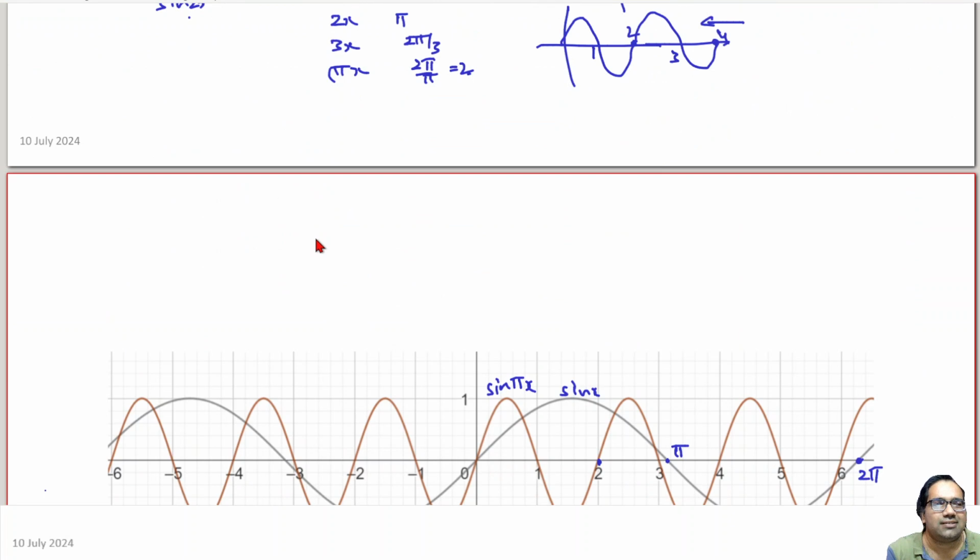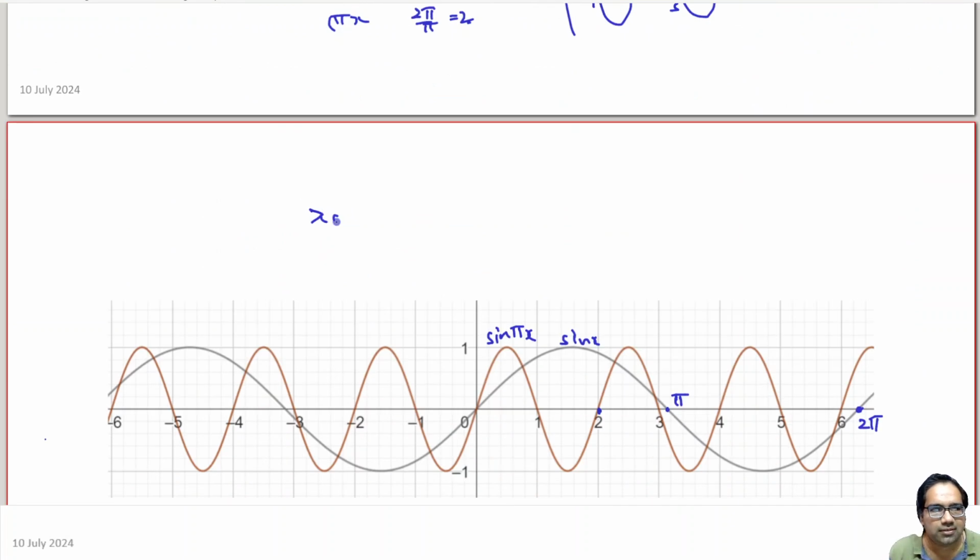Now we want to see x sin pi x. What does that mean? We are multiplying this graph with x. When we are here, x is 0. When we are here, x is 1. When we are here, x is 0.5, here 0.3, here 0.7, whatever. When we are here, x is 1.2, 1.5, 1.7, 1.9, whatever. So we are trying to multiply this graph with x.